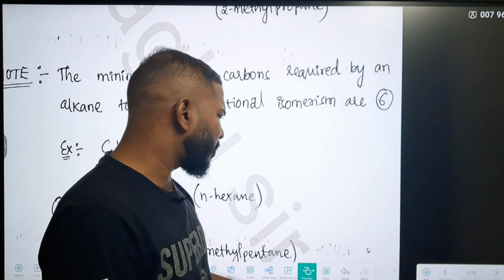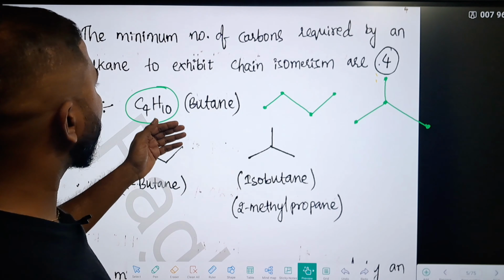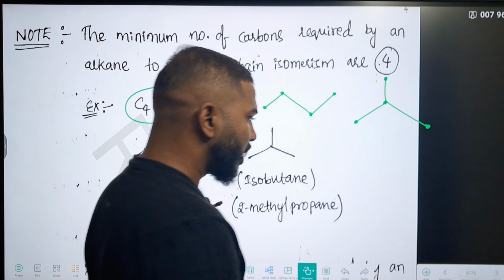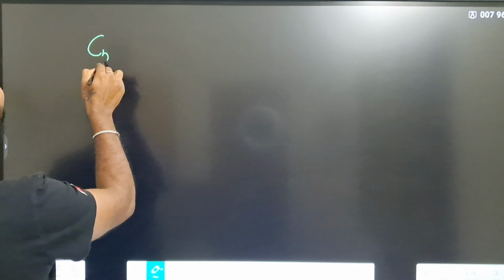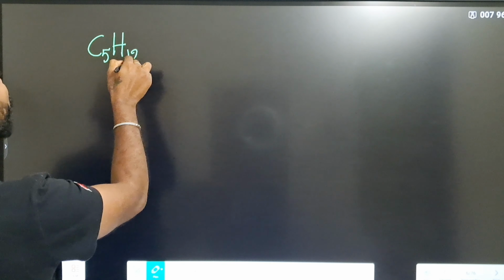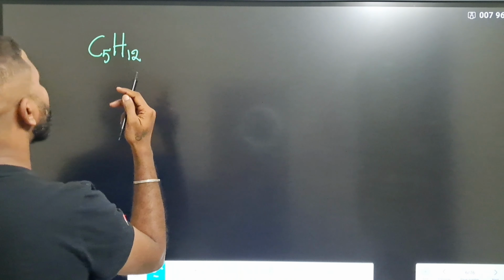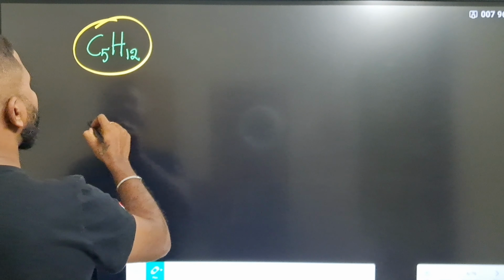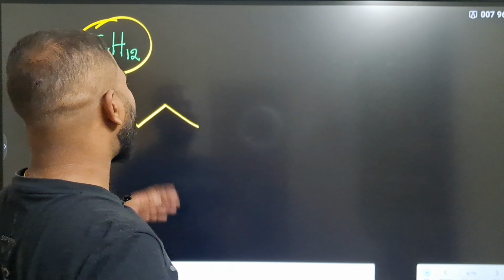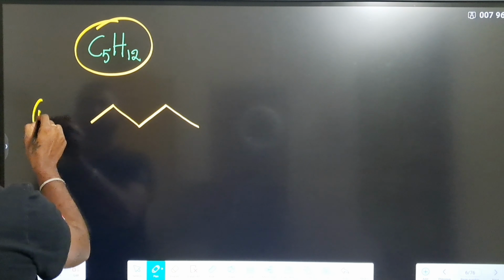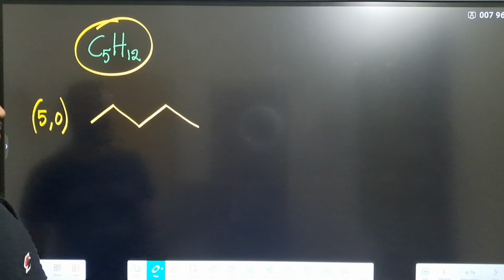Suppose let me ask you, with 4 carbons we have got how many chain isomers? 2. But now if I ask you with 5 carbons, C5H12 will be the molecular formula. How many chain isomers are possible for this? Generally what we do, yes, we take all 5 of them in the parent chain.